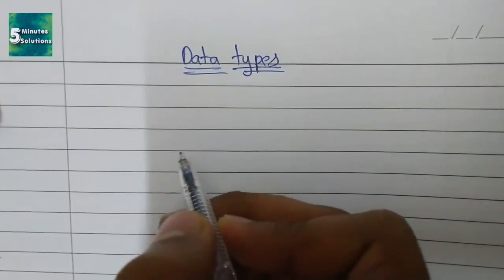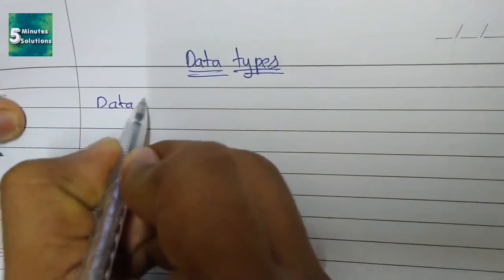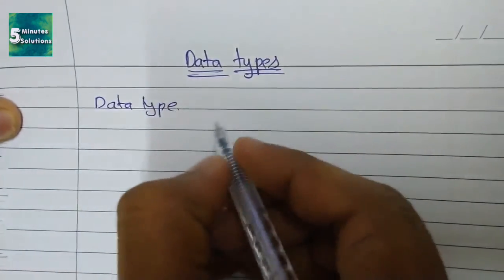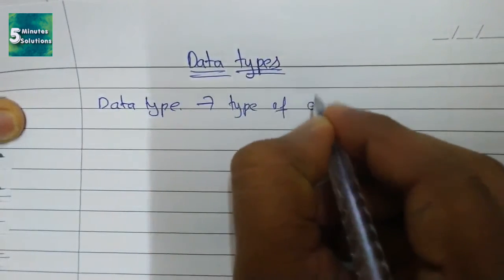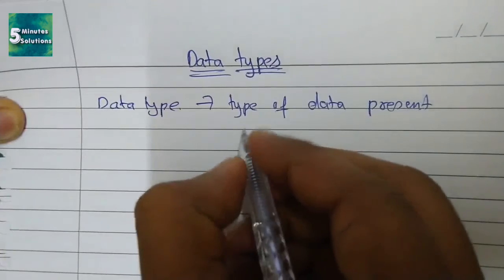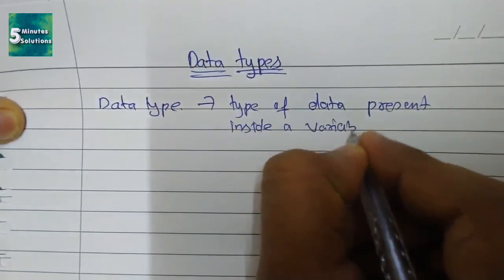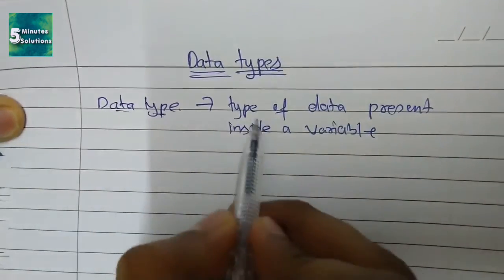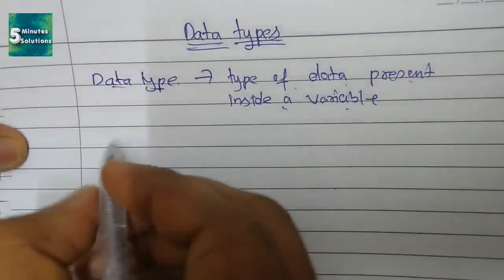In this class we will discuss data types in Python. Normally, what is a data type? Data type means it represents what type of data is present inside a variable. That is what a data type does.